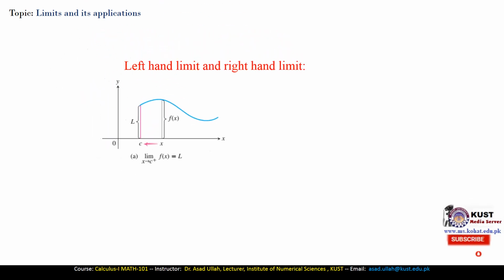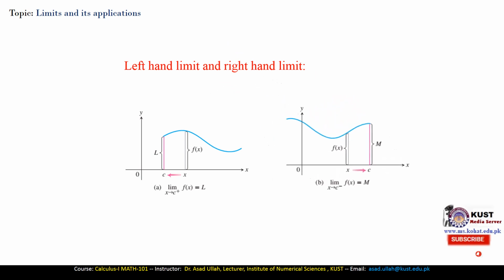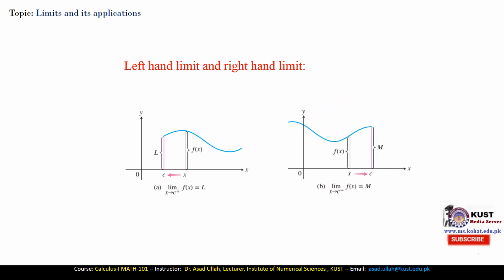Now, to understand the existence of a limit, here I am presenting two different graphs, one for the right hand limit and one for the left hand limit, defined in part A and part B. In part A, limit x tends to c from the right of f(x) is equal to L, and the positive sign in the power of c denotes the direction of the limit. It means that we are approaching the point c from the right side, and the function value goes towards the capital L.